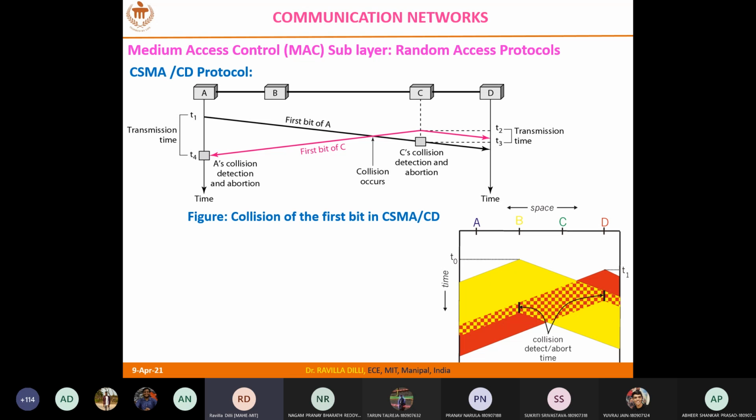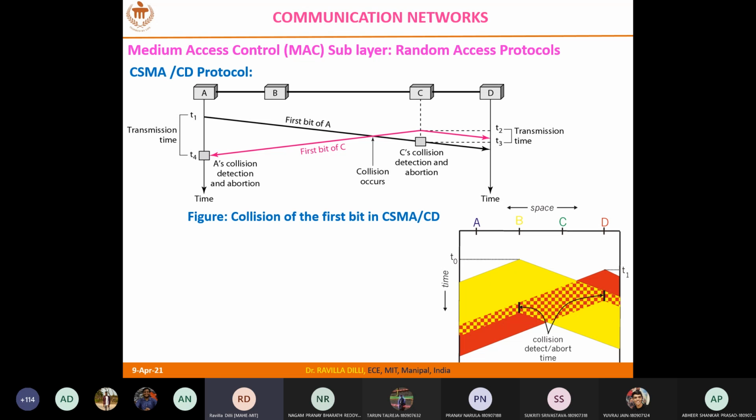But what about A? A has not realized the collision because the C bits are yet to come. Unless the C bits come, node A cannot realize the collision. Whenever there is an overlap of 2 different frame bits, only then can you realize the collision. Otherwise, you cannot. When there is no overlap of bits, you cannot say that it is a collision.